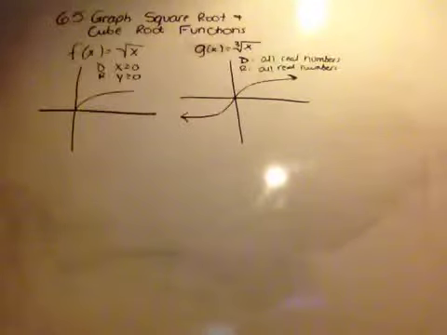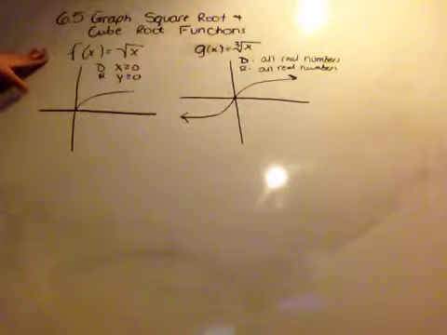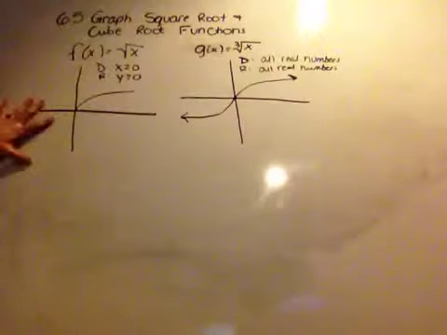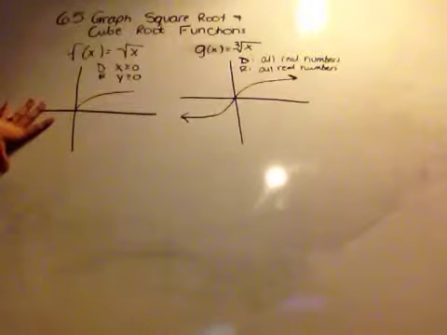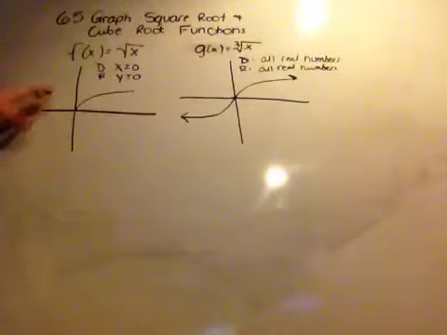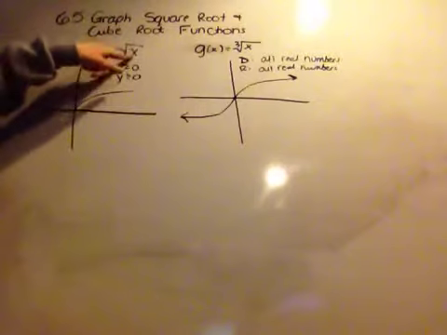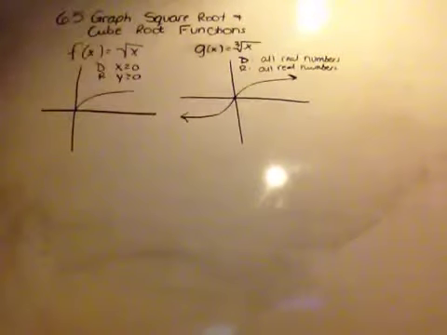Okay, section 6.5, graph square root and cube root functions. Parent functions for square root and cube root functions. So the parent function for this family of square root functions is f of x equals the square root of x. It looks like this. Your domain is x is greater than or equal to 0, and your range is y is greater than or equal to 0. We can't put in any negative numbers and take the square root of them, and we will never get a negative number out of a square root.